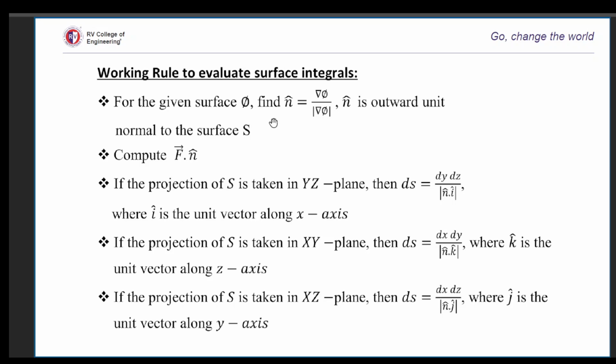Assuming that this is not a flat surface, say phi is a given surface. Find the unit normal to the surface, and compute the scalar product of F with n cap. Then the surface is projected onto one of the coordinate planes, maybe the xy plane, where the surface area element would be dx dy divided by n dot k, k being the unit vector along the z-axis. Similarly, the projections for the yz and xz planes can be obtained.